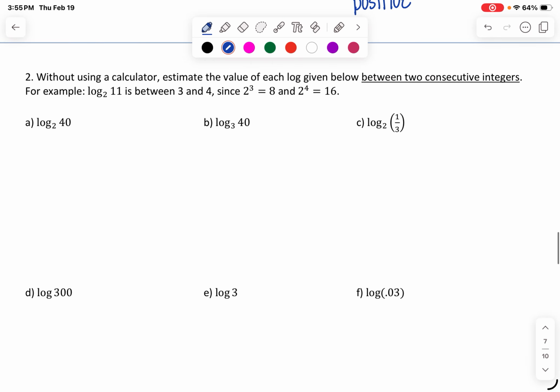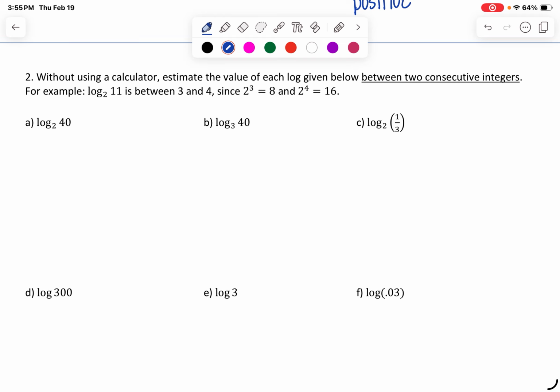All right, so here it says, without using a calculator, estimate the value of each log given below between 2 consecutive integers. For example, log base 2 of 11 is between 3 and 4, since 2 cubed is 8 and 2 to the 4th is 16. So you can either give a decimal approximation, which you think it is, or you can say which 2 integers it's in between.